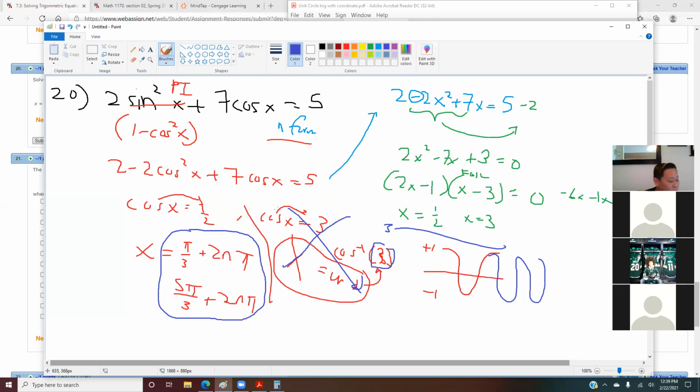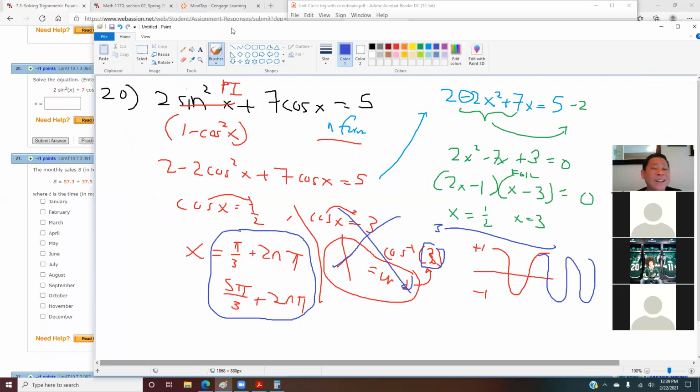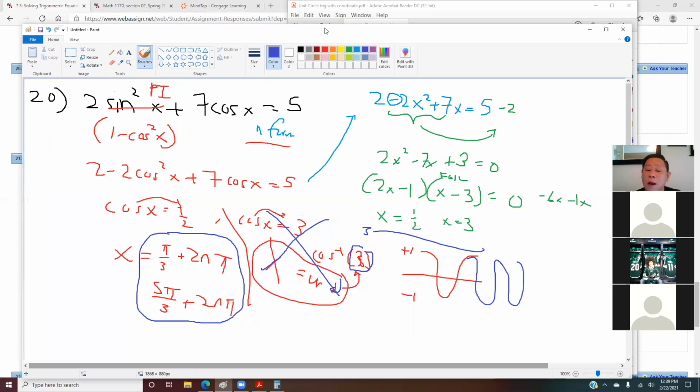Anyone have any questions on this one? This is coming up in your test tomorrow, something like this. So if you want to take a picture of question number 20, go ahead. So you know what to do.